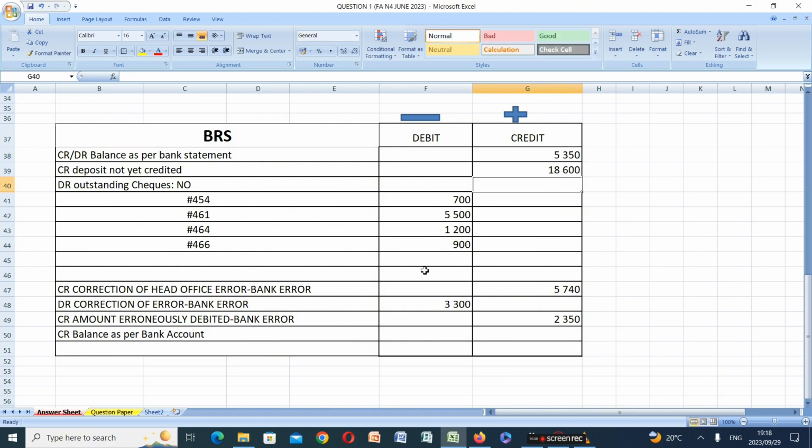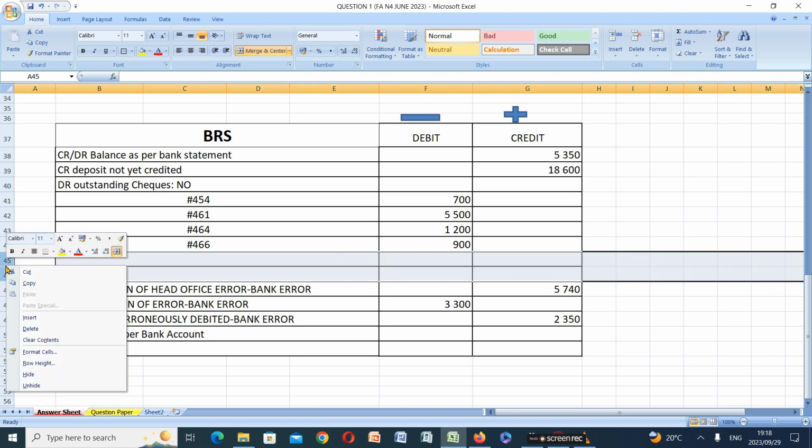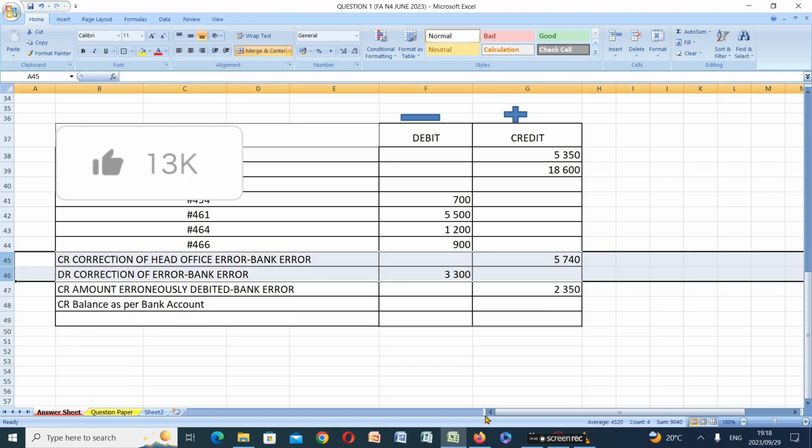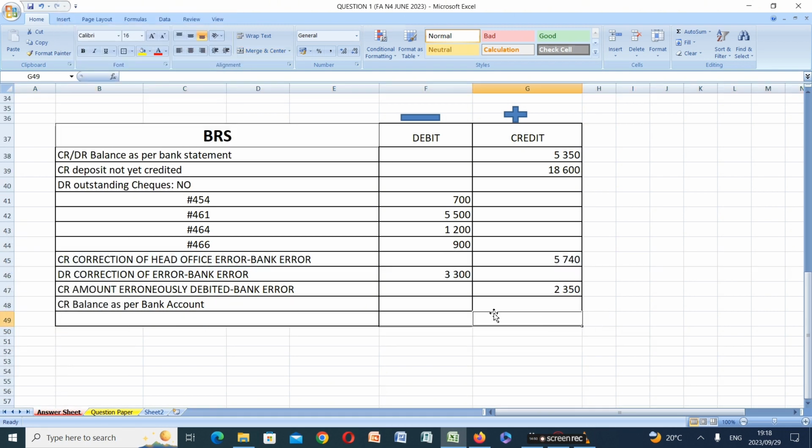What needs to happen? Okay, so these two lines are irrelevant. Let me just remove them. So we need to get the balance as per bank account. So how do we get that? We're going to check which side is the bigger side.